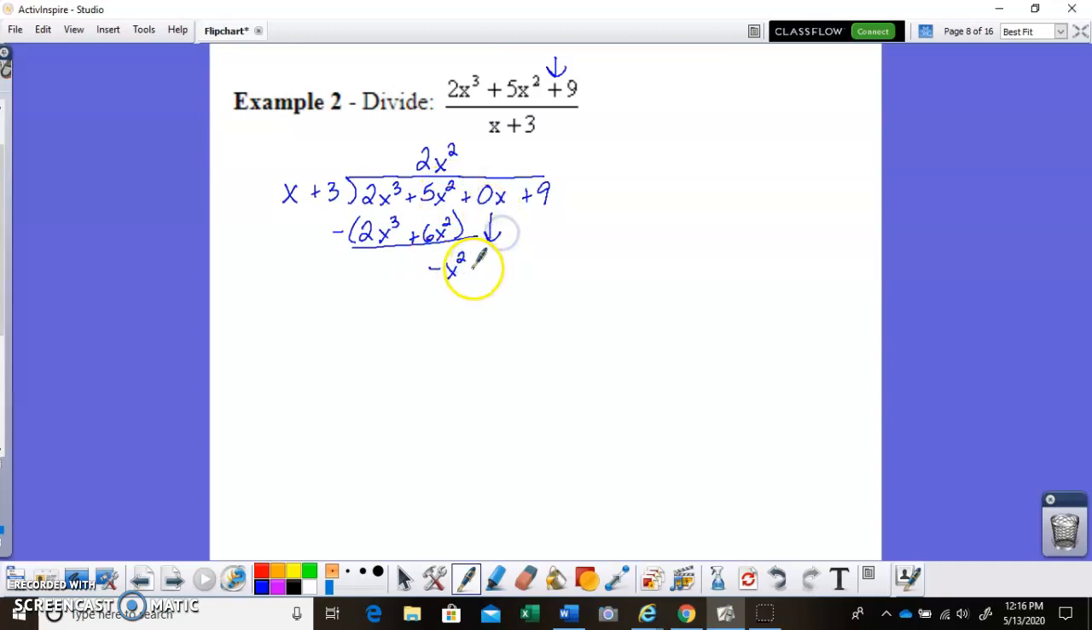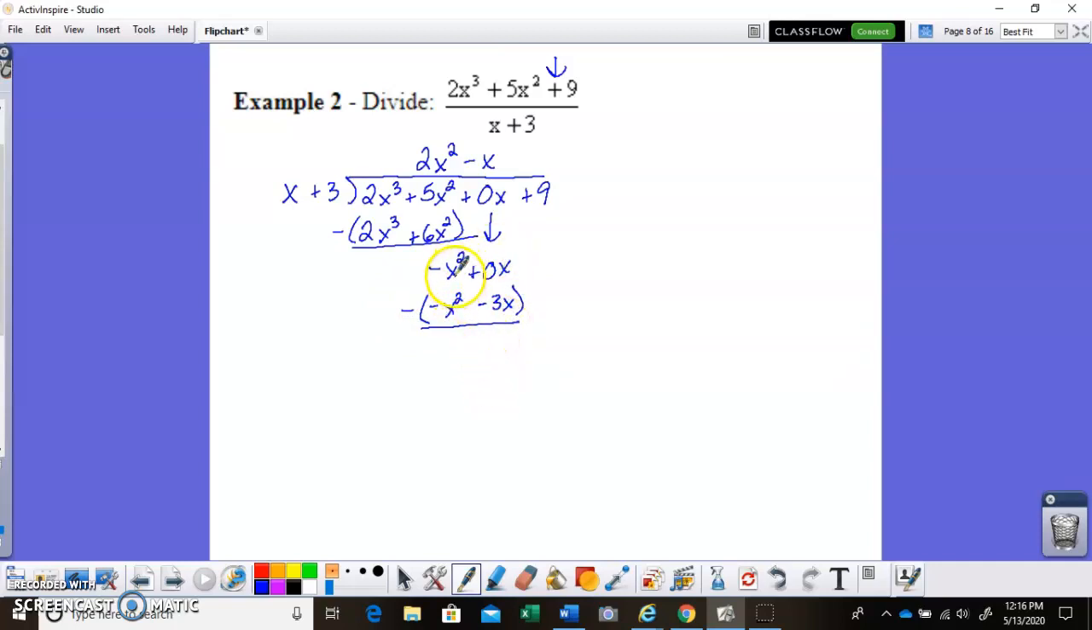Bring down my next term. That's why that 0x is important. I have to have that x term in there. So what would I multiply x by to get to negative x squared? I believe negative x will do it for you. So negative x times x is negative x squared. And negative x times 3 is negative 3x. If we hadn't put that placeholder in there, we would have had nothing to subtract the 3x from.